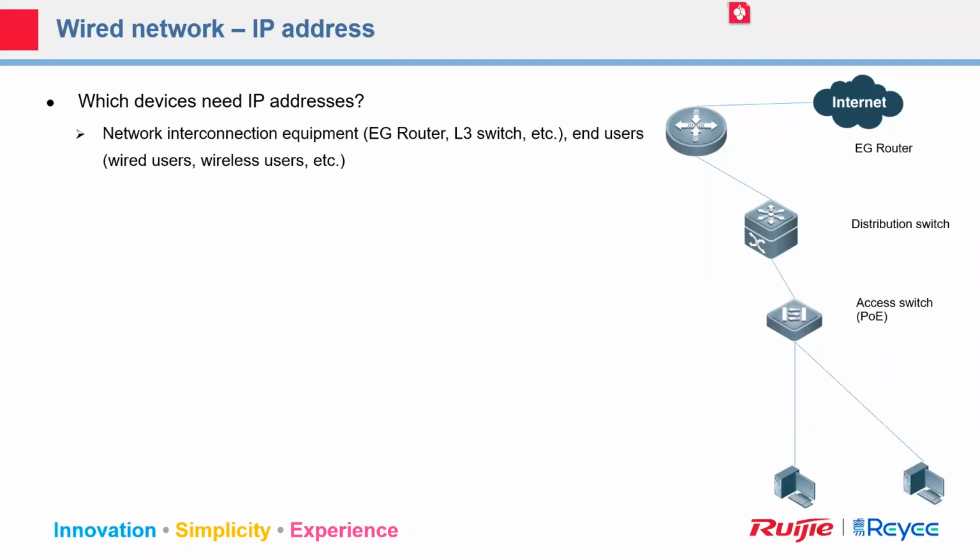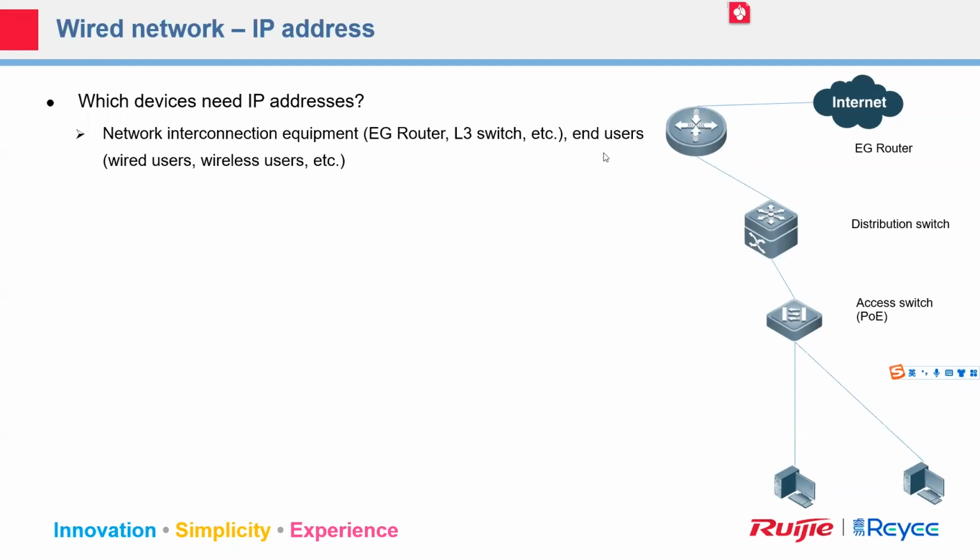We can divide the IP addresses into two types. The first one is network interconnection equipment. For example, in this topology, the edge router, and maybe the distributed switch, which is a layer 3 switch, right? Between them, to connect with each other, we have to give the IP address.